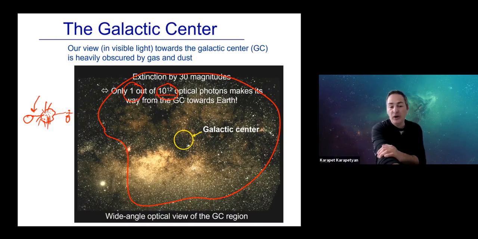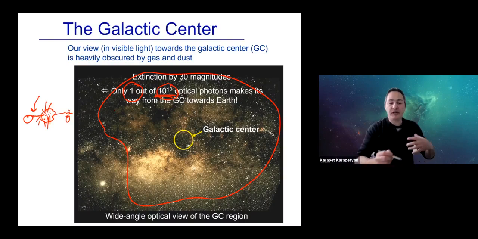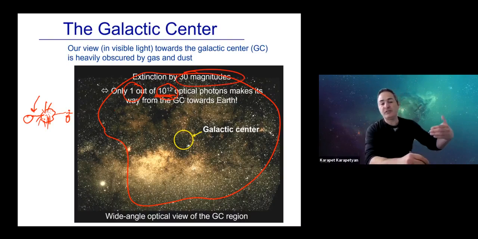That means 10 to the 12. That's basically a trillion. So imagine a light sends you a beam of a trillion photon particles, and you get only one by the time it reaches you. That's why it's extremely difficult for us to see what's going on over there, because of this 30 magnitude extinction. Extinction just means that you're losing some magnitude of the light by the time it reaches you.